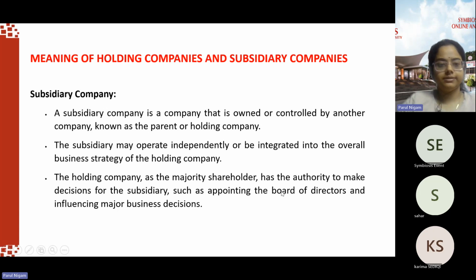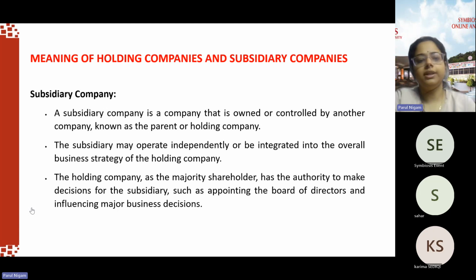Okay, so first of all, let's understand the concept of a holding company and a subsidiary company. Primarily, a holding company is a company that has control over another company. Out of the two companies, the holding company is usually the bigger one, and the subsidiary is usually the smaller one. The company that gets controlled is called a subsidiary company.